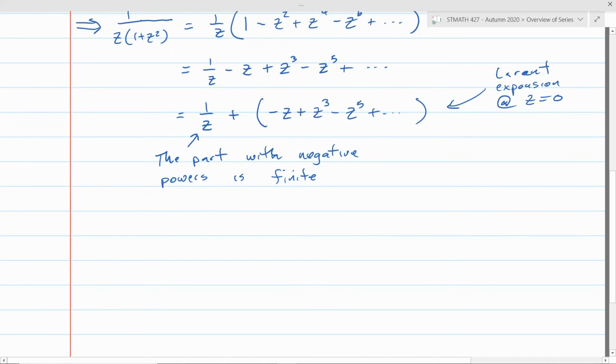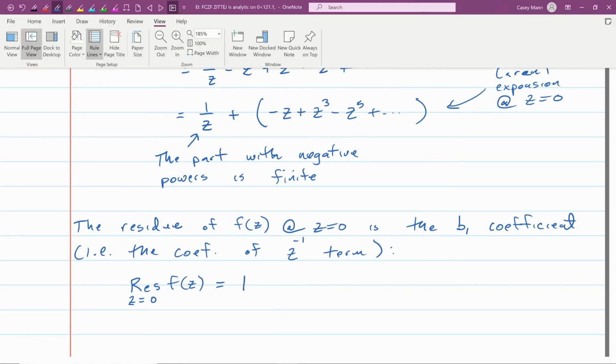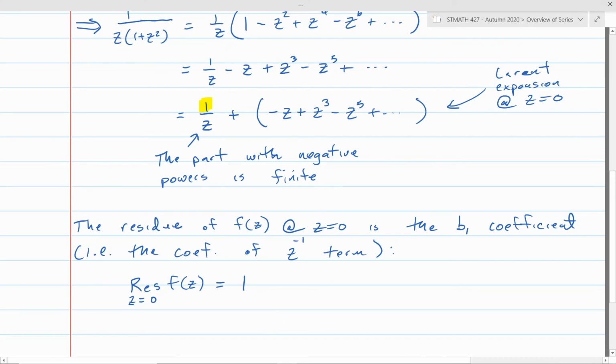Now I want to point out what the residue is. So the residue of f of z at z equals 0 is the b sub 1 coefficient, i.e. the coefficient of the z to the negative 1 term. So the residue at z equals 0, because that's where we're centering our series of f of z, is equal to that coefficient of 1 over z, which is just 1. So you look at the 1 over z term, the coefficient there is 1.